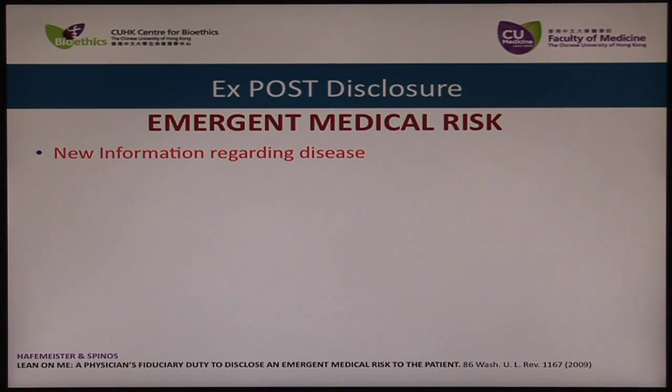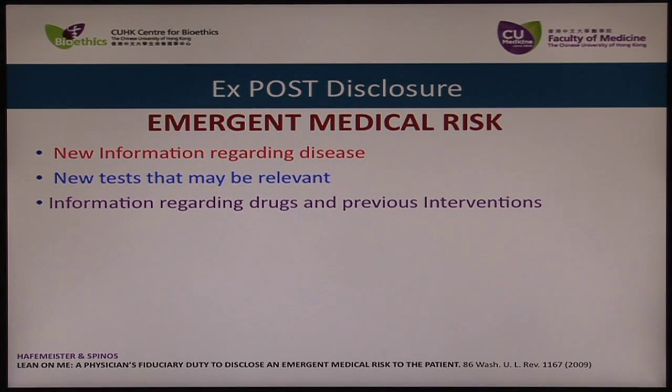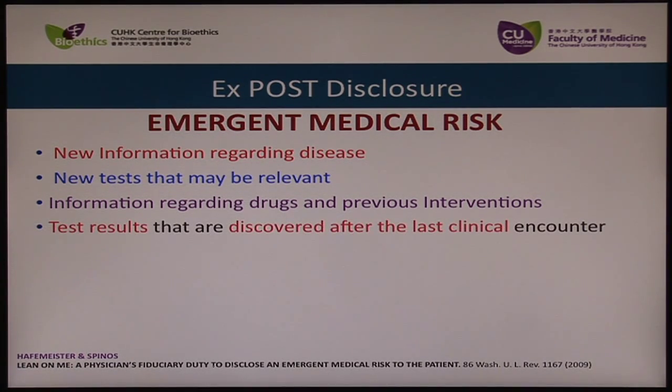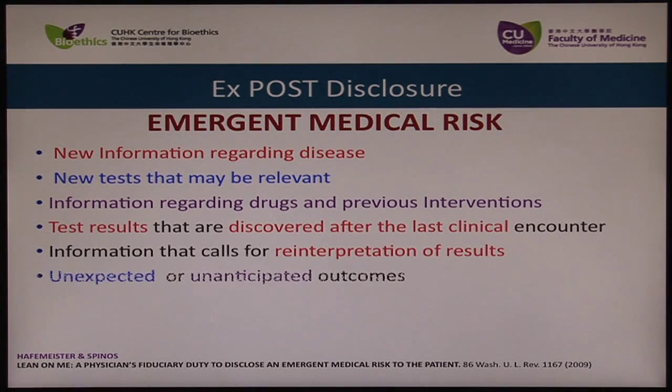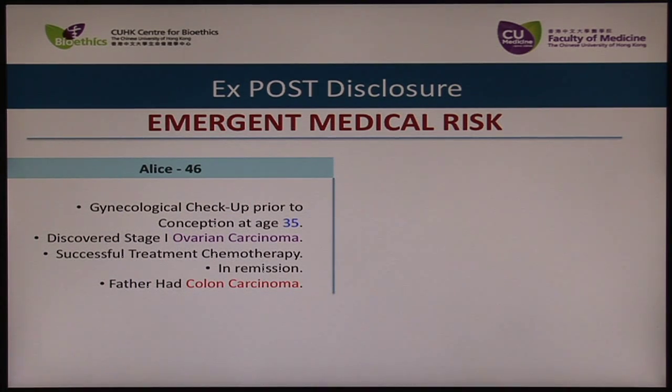So coming to the concept of EMR: new information regarding disease that becomes apparent and manifest, new tests that might be relevant that you did not have access to before, information regarding drugs and previous interventions that now becomes important, test results that are discovered after the last clinical encounter, reinterpretation of results, unexpected or unanticipated outcomes. And the last one is quite apparent and quite easy, although that's one of the biggest sources of non-disclosure to patients. I want to give you one example, where the names have been hidden.